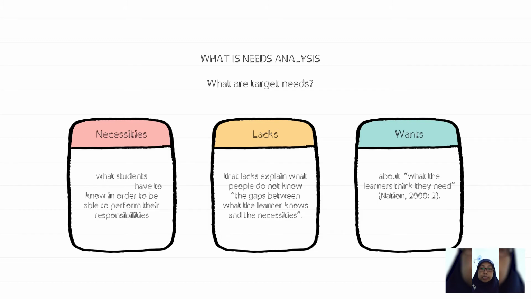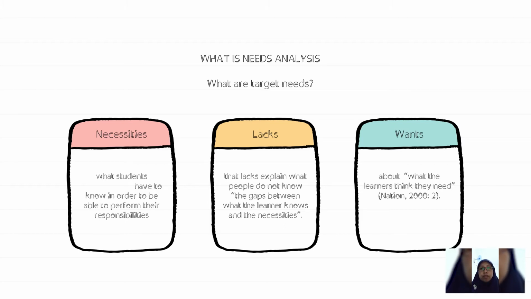Let's discuss necessities first. It is the type of need determined by the demands of the target situation. That is what the learner has to know in order to function effectively in the target situation. For example, a businessman might need to understand business letters and also the linguistic features, structural and lexical, and many others. Therefore, necessities focus on what students have to know in order to be able to perform their responsibilities.